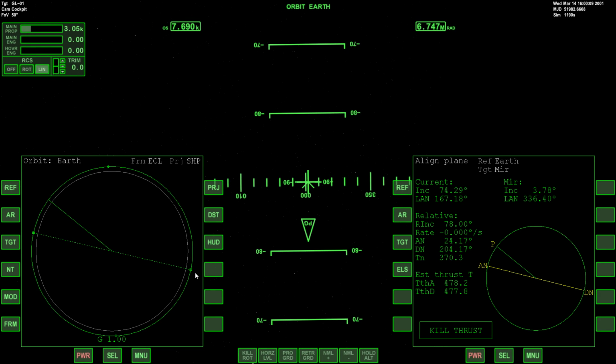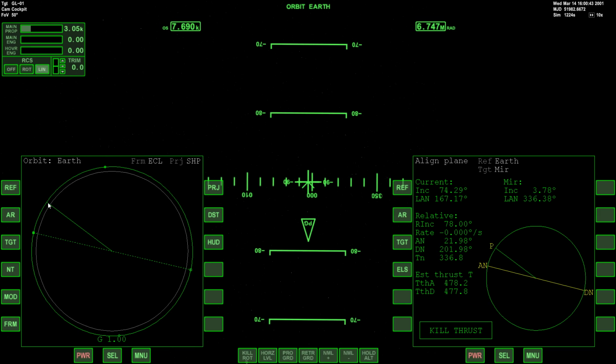If I wanted to decrease the amount of fuel it's going to take to lower our relative inclination to Mirror, I could increase the eccentricity of our orbit. In other words, make our orbit go from a circular orbit to an elliptical orbit, and that would also impact the amount of fuel, the amount of time it takes to align our plane. Let me just show you what I'm talking about.